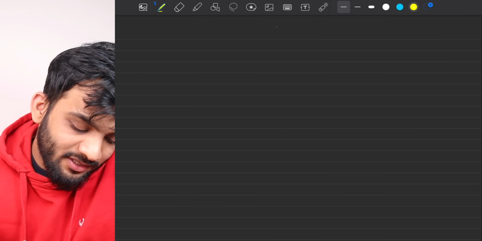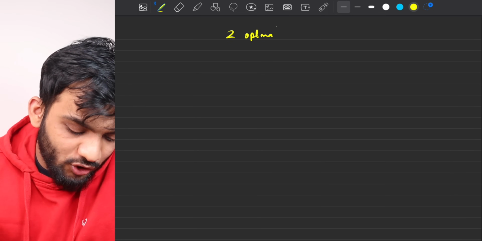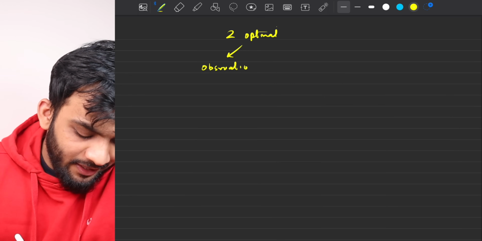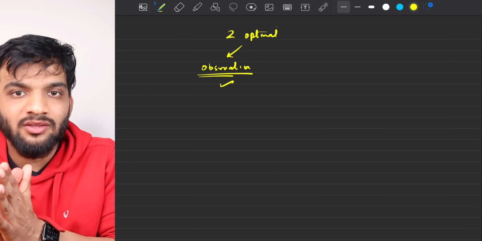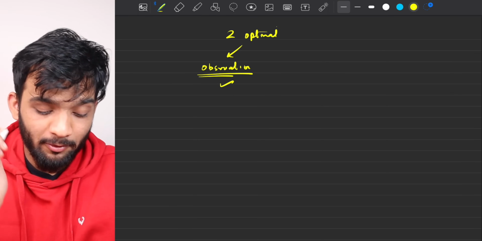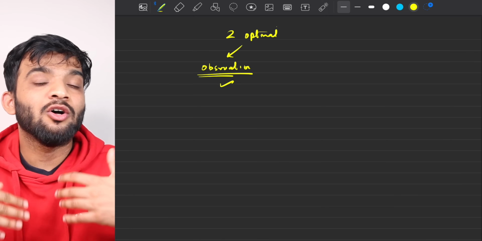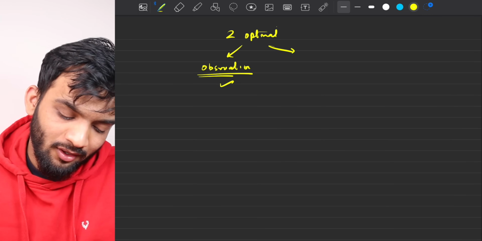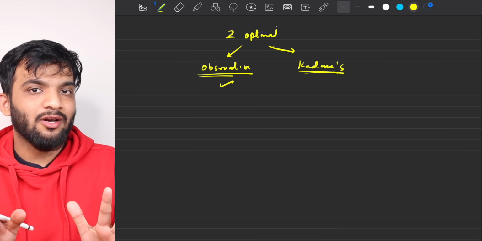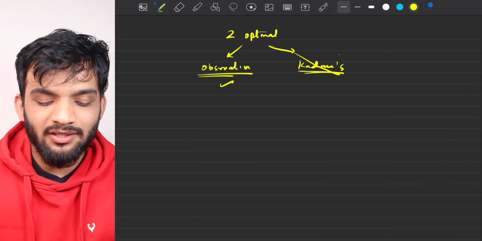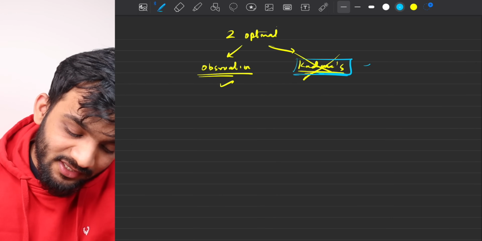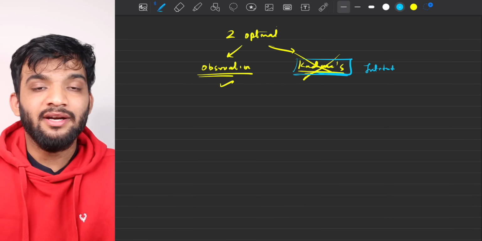So this problem has 2 optimal approaches. One of them is purely observation based, and this is the one you should tell in the interview. Why? Because this is the most intuitive solution to this particular problem, and you'll be easily able to explain your thought process. And the other one will be using the modification of Kadane's algorithm. Again, this method you should never tell in the interview. Never ever, because this is not that intuitive.